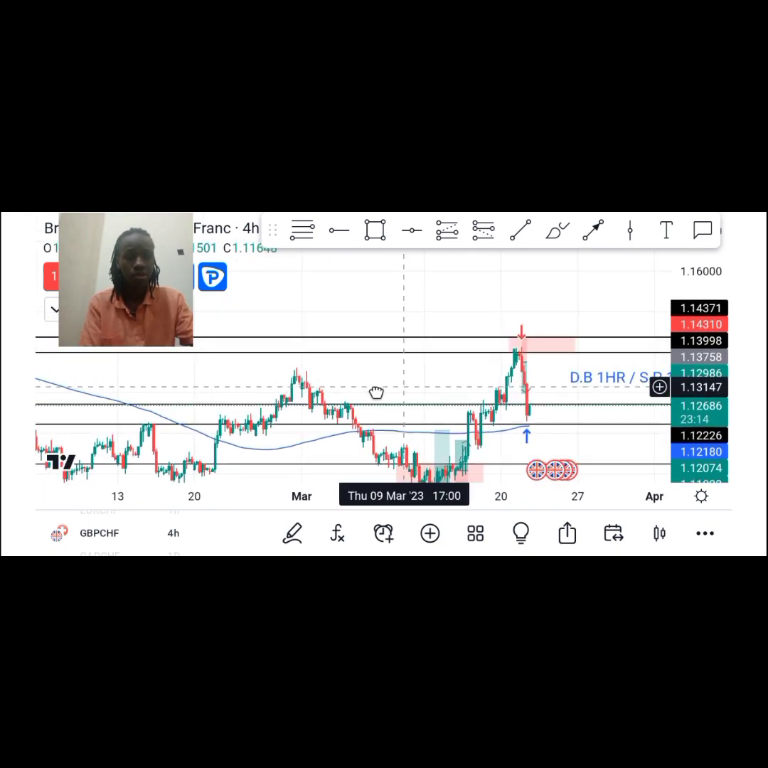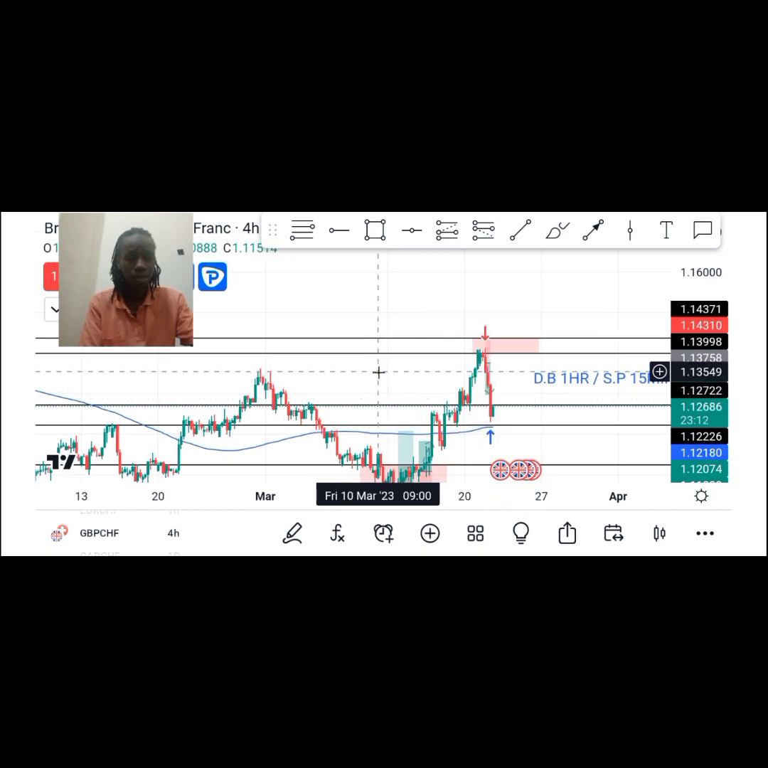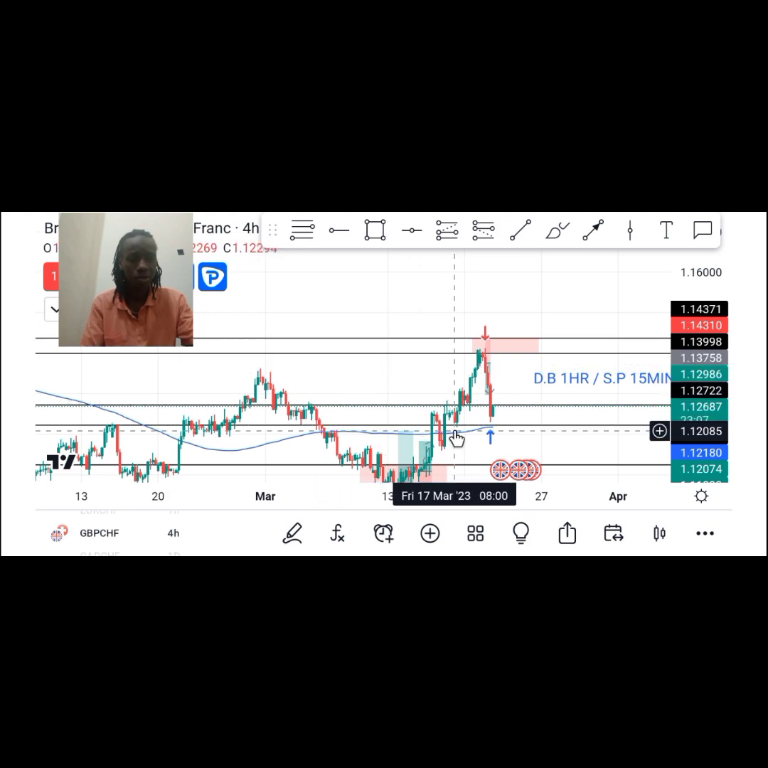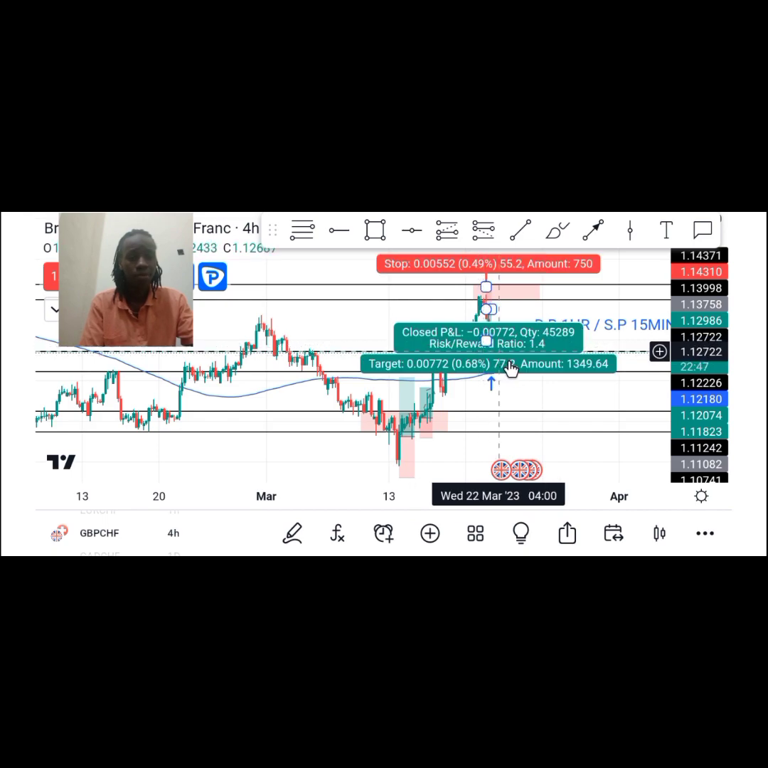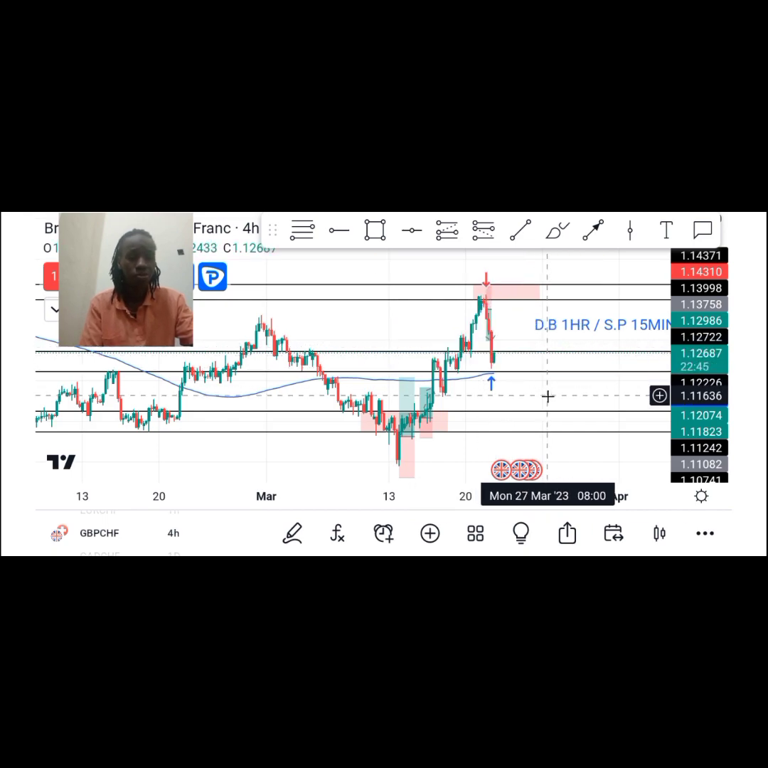So for me, as price was heading up, I expected trend continuation. I expect price will break this level, move upwards, and come back to my level where now I'll be looking for buying trades. This is the level that I'll be looking for buying trades or buying pressure to tell me that price is ready to continue up on trend continuation.